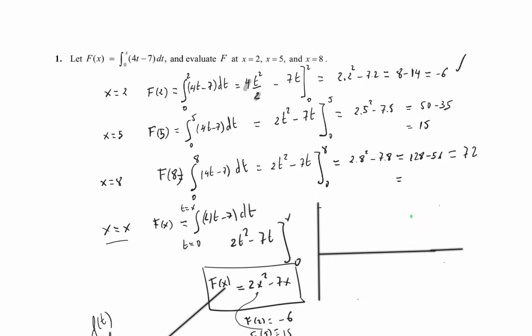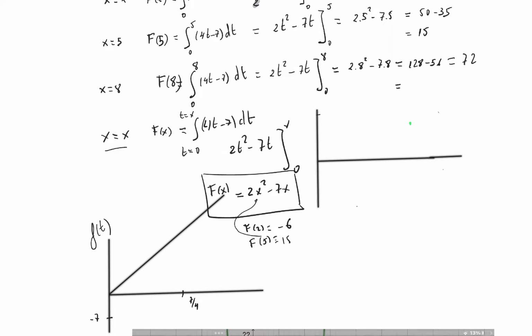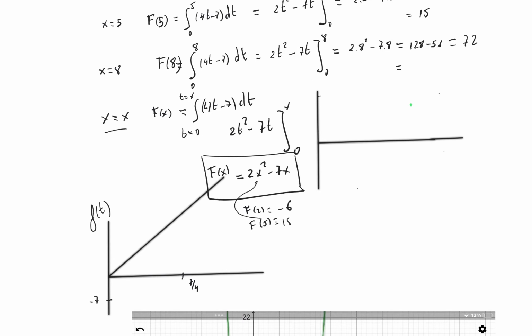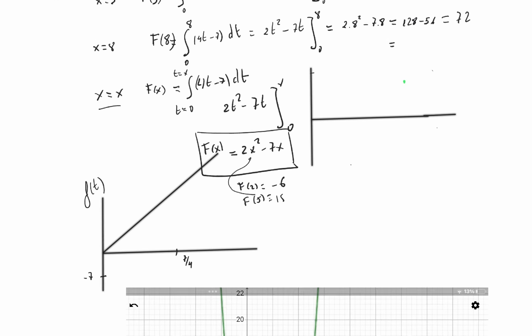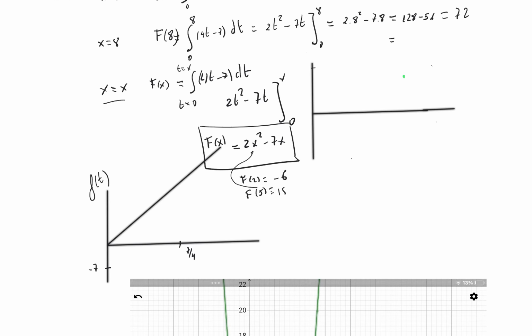So what does this problem mean? It means that f of t is this rectilinear line, 4t minus 7. Sorry, it's not this rectilinear line. When t equals 0 it is minus 7, so it's this rectilinear line with a slope of 4.